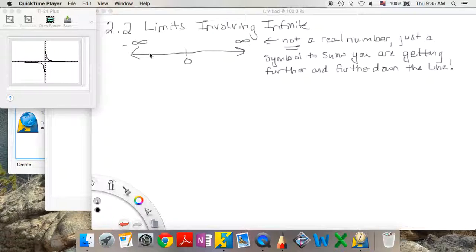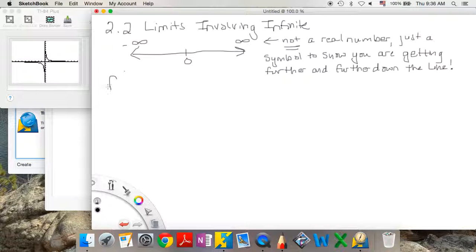Now, a couple of things that you need to realize. If we have a number line here, off to the left gives us negative infinity, and to the right is positive infinity. These are symbols that show us that we're getting further and further on down that line. They are not numbers. Infinity is not a number. It's just a symbol, a representation of how far out we're going. So keep that in mind. You can't have something that equals infinity. We'll kind of say that in our notation, but it's not really possible because infinity is not a number.